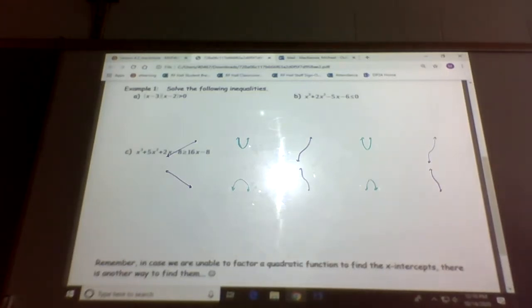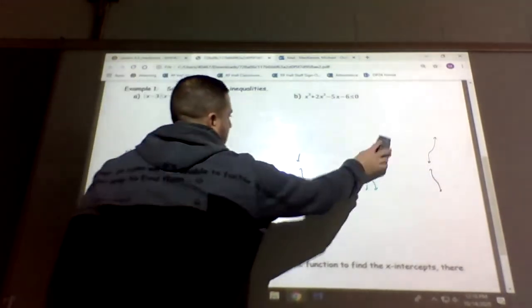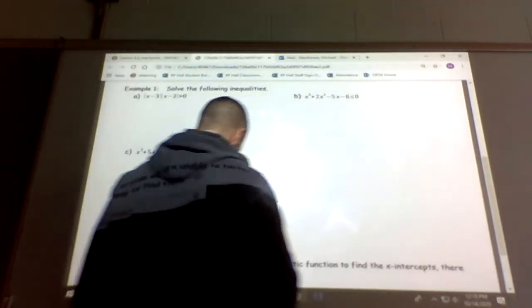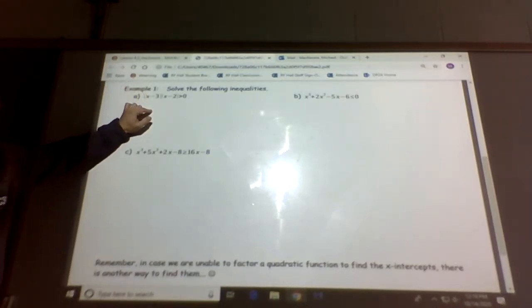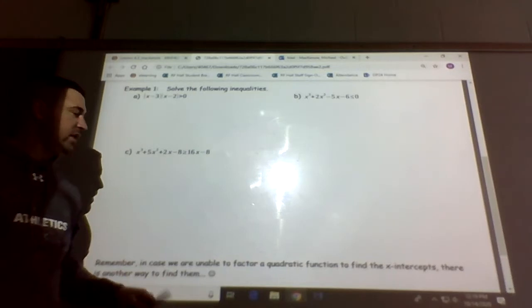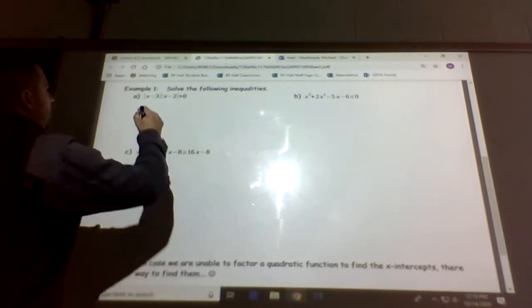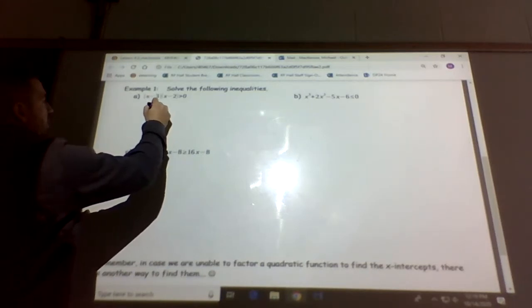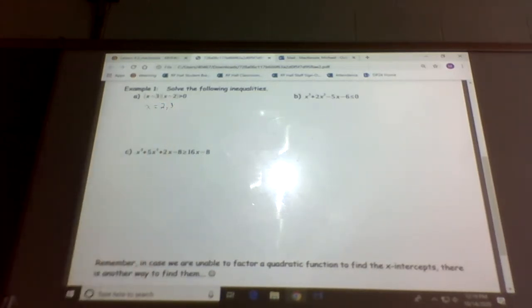So number one, solve the following inequalities. Again, we just want to know what the x values are. This one we already have in factored form, so we just need to know the x values. We know the x-intercepts, so then we can solve it. Our zeros are 2 and 3.